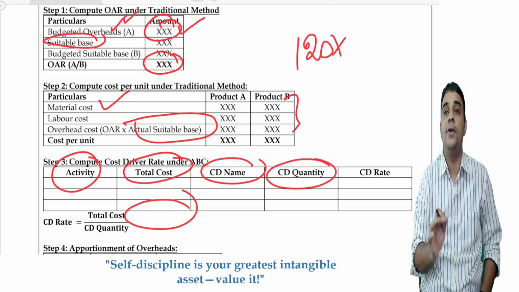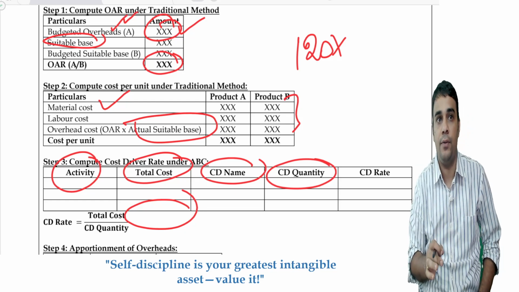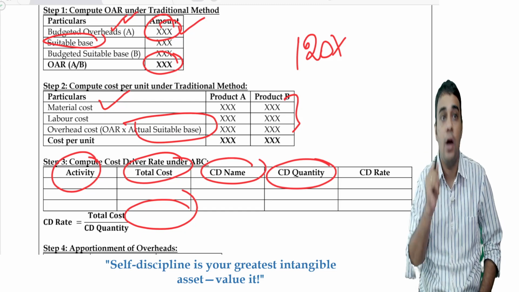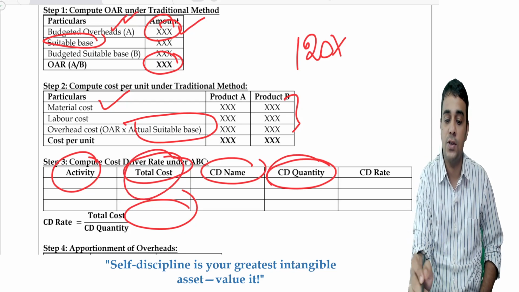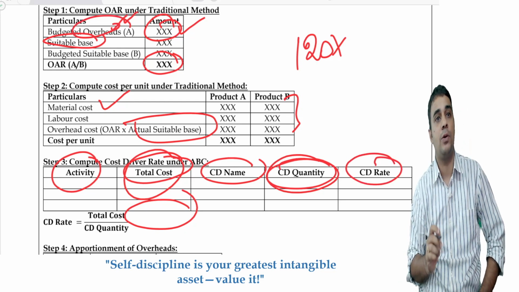And for every activity, you will have to find out a driver. Whatever is the driver, what is the quantity of the driver? If you say inspection, how many inspection hours? If you say number of setups, how many setups? If you say production runs, how many production runs? Total cost divided by CD quantity gives the CD rate. Here, budgeted overheads divided by budgeted suitable basis gives the OAR.